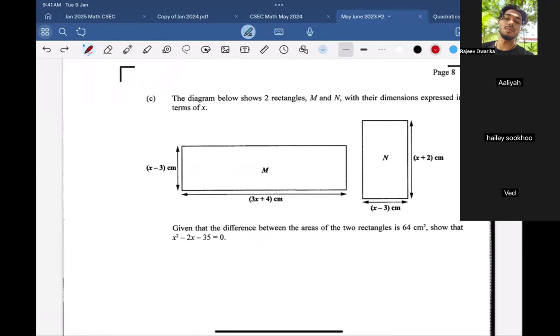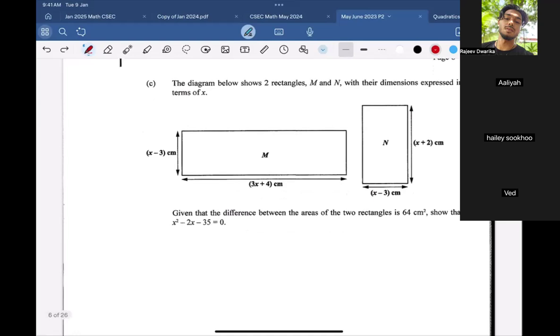So, Vade, read the question. The diagram below shows two rectangles, M and N, with the dimensions expressed in terms of x. Given that the difference between the areas of the two rectangles is 64 centimeters squared, show that x squared minus 2x minus 35 equals 0.